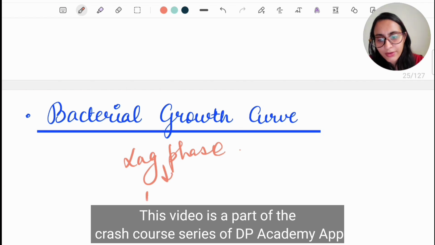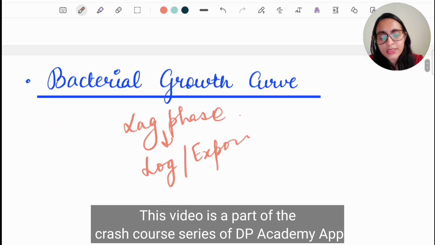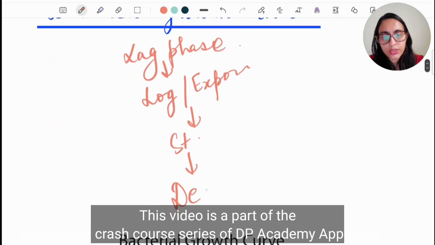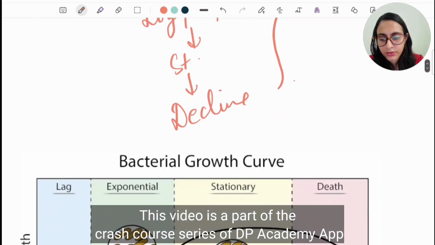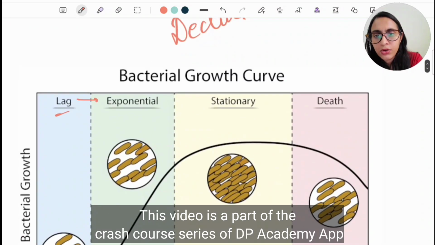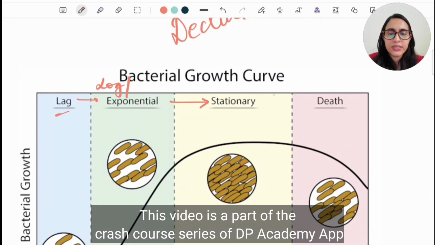It is lag phase. Then we have log phase, which is also known as exponential phase. Then we have the stationary phase, and then we have the death phase or the decline phase. So this is the correct sequence of the bacterial growth curve. First of all, there is a lag phase. Then we have a log phase, which is also known as exponential phase. Then we have a stationary phase, and another one is the death phase, which is also known as decline phase.